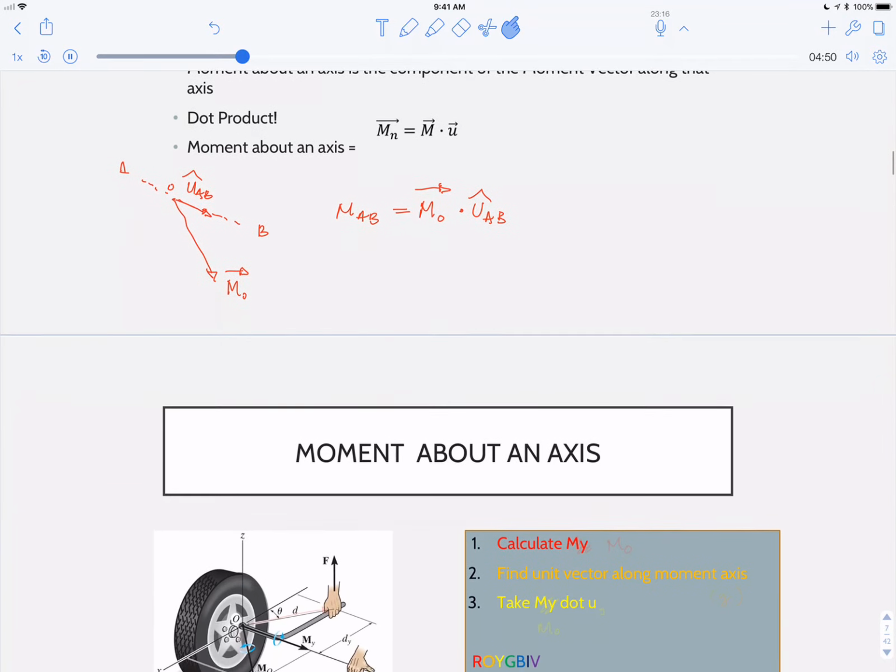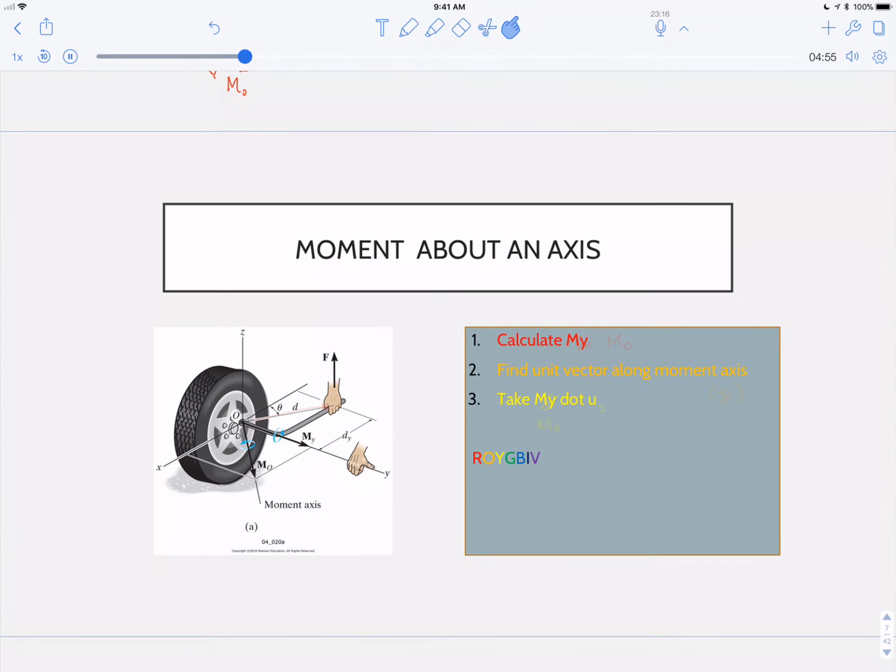Let's look at this tire problem again. I tried to get fancy here. I made the steps in the order of the rainbow or the color wheel: red, orange, yellow, green, blue, indigo, violet. Step 1, and I see a mistake here, calculate the moment about a point. We want the moment about O. We're going to do R cross F. Step 2, find the unit vector along the moment axis you want, and in this problem we want it along y. Then step 3, take M_O dot u_y, and that'll be the answer. Let's do an example.